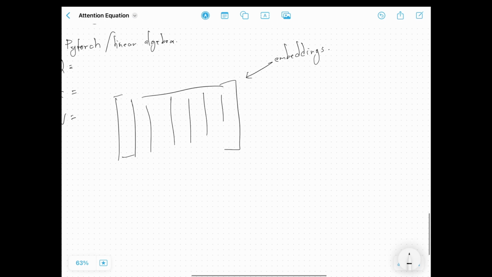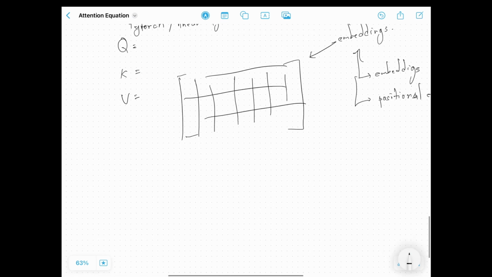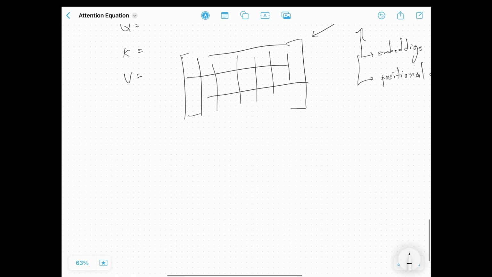So in the original transformer, they are using two types of embeddings. First of all, the plain embeddings, and the second is that they are also passing the positional encodings. I will get back to that, why we need the positional encoding as well. But for now, we only need to understand that this is the embedding matrix that we are passing.